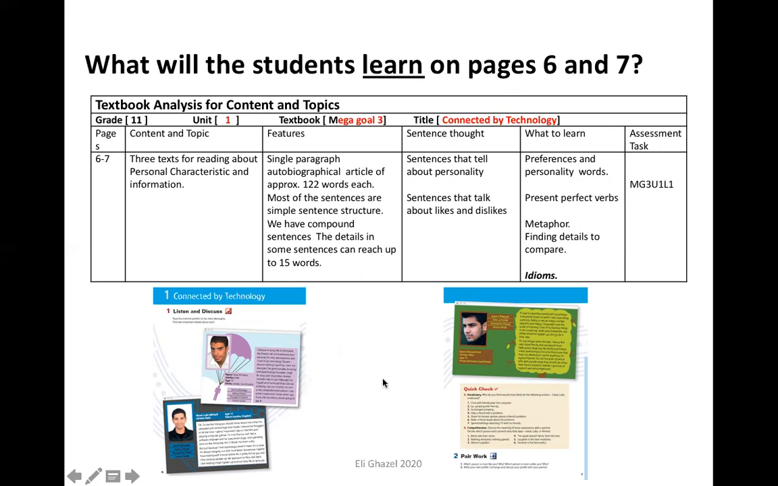Now, what do the sentences express? We know that sentences express thought. So these sentences tell about personality, and these sentences talk about likes and dislikes. And what do we need to learn as we go through the unit? Preferences and personality words, present perfect verbs, metaphor, finding details to compare, idioms, etc.